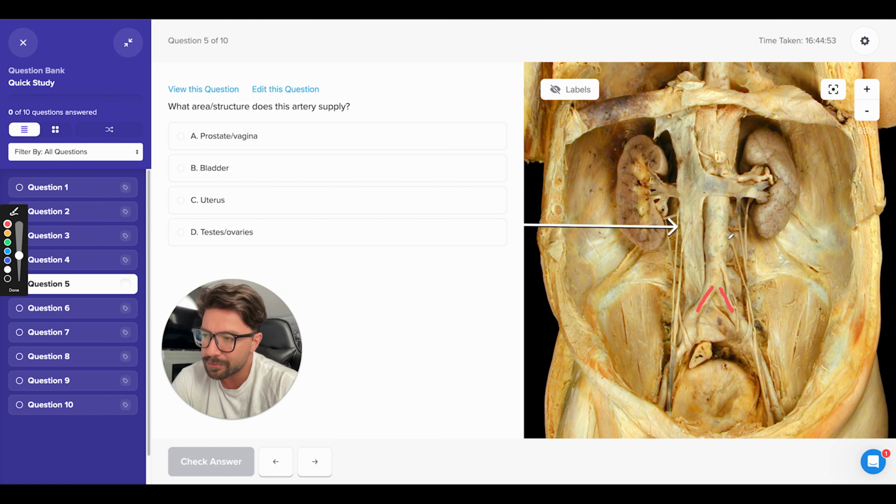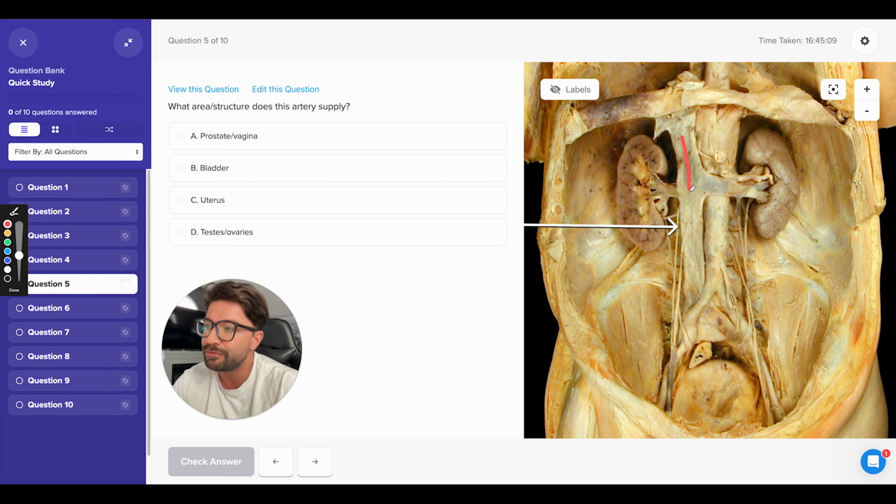And you can see we have another artery right here. This is going to be our left gonadal artery, and this is going to be traveling with our left gonadal vein, which you can see right here. So now let's move on to our venous structures.